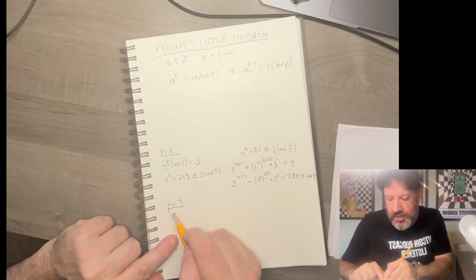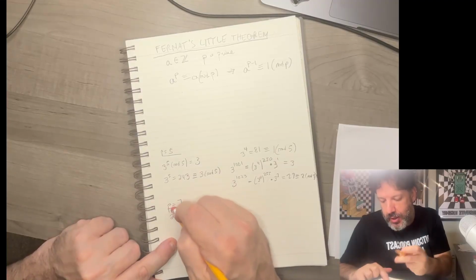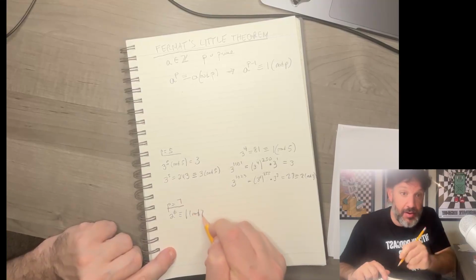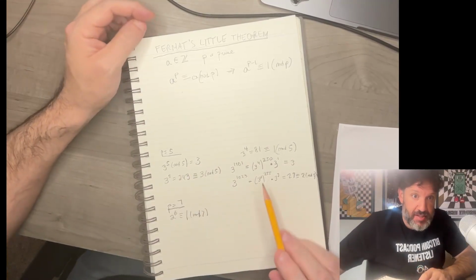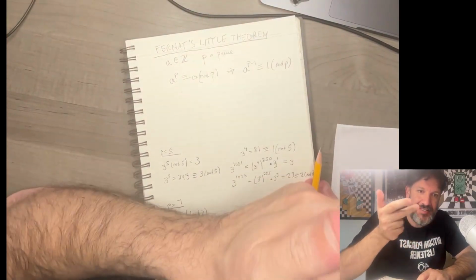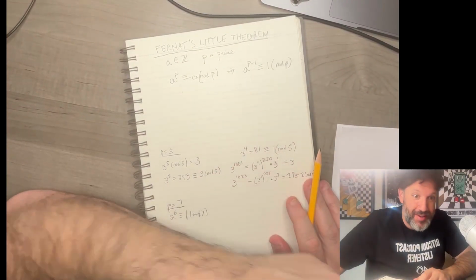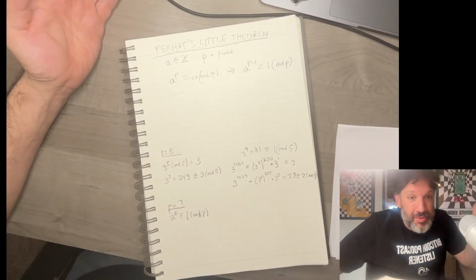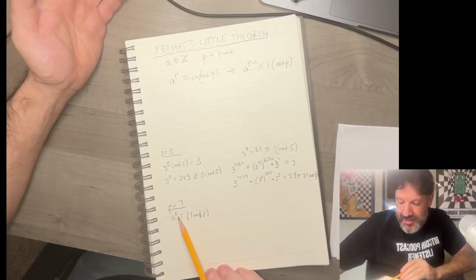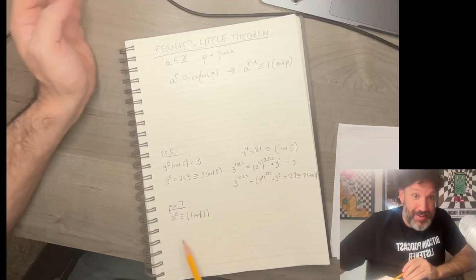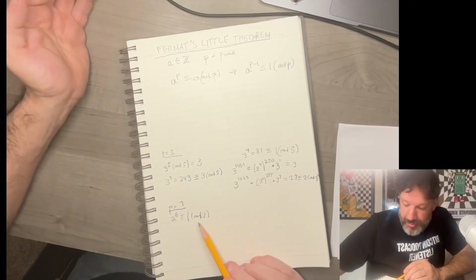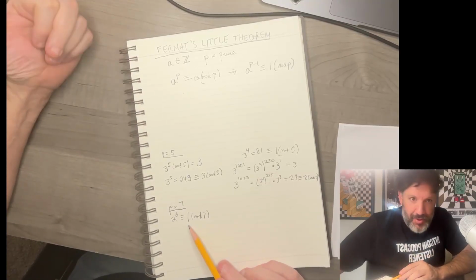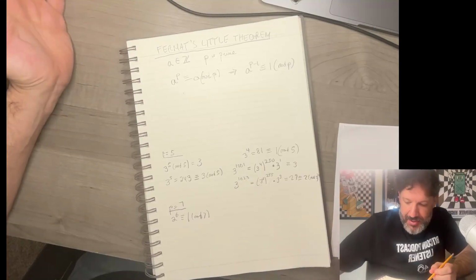So I know 2 to the 6th is congruent to 1 mod 7. But I'm going to explain that to you. 2 to the 6th is 2, 4, 8, 16, 32, 64. 64 is 1 more than 63, which we know is a multiple of 7. So definitely 2 to the 6th is 1 mod 7. Another way of saying that is 1 more than any multiple of 7, right? Because I'm dividing by 7 and my remainder is 1.